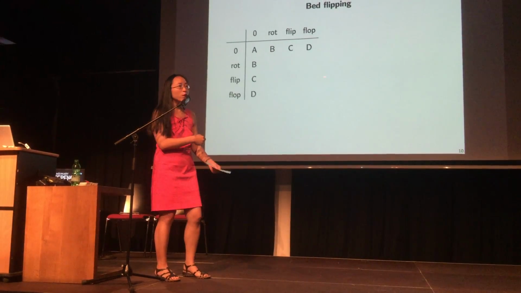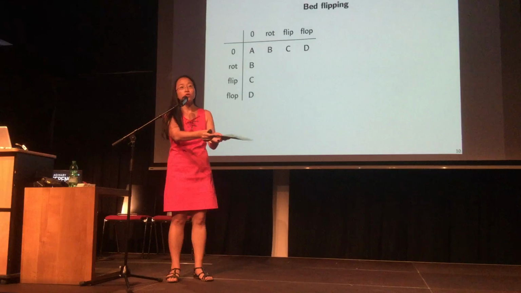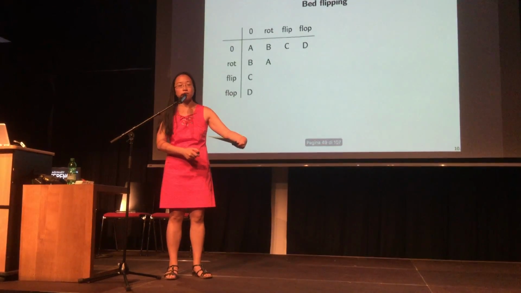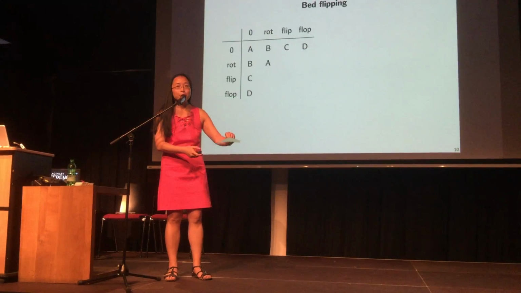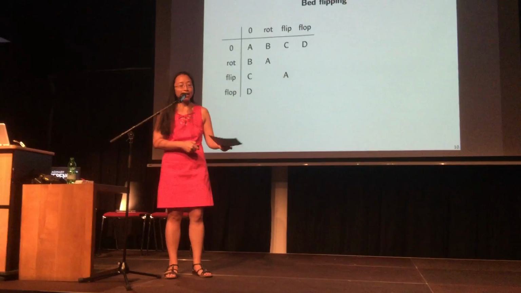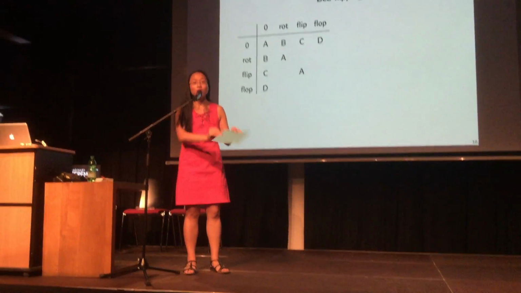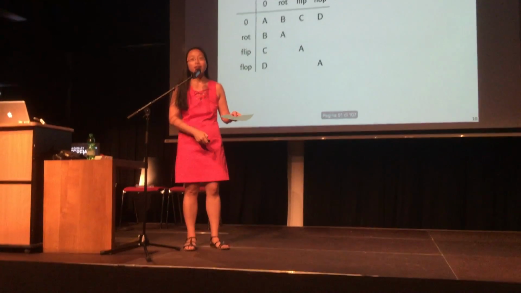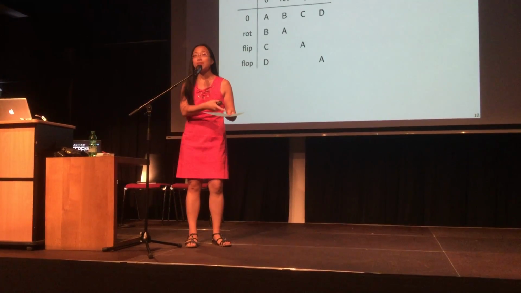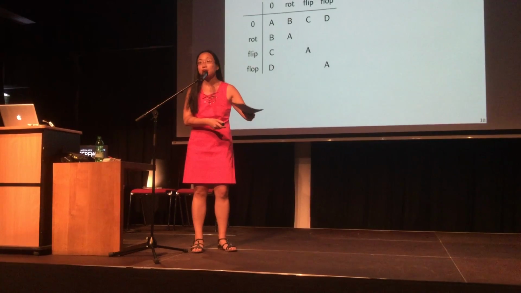How about if you do a rotation followed by a rotation? So if you do a rotation and then you do another rotation, you get back in the A position. If you do a flip and then another flip, you also get back in the A position. And of course, if you do a flop and then another flop, you also get back in the A position, which shows you can't keep doing the same thing every season because you'll always keep ending back in the A position and you'll always have skipped some places.